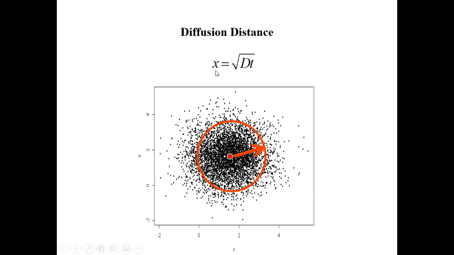Okay, and that distance is given by this equation. We will show this later, but I think this is something we already know. Typically, we call this the diffusion distance, right? And t is the time that it takes for the particles to diffuse around.